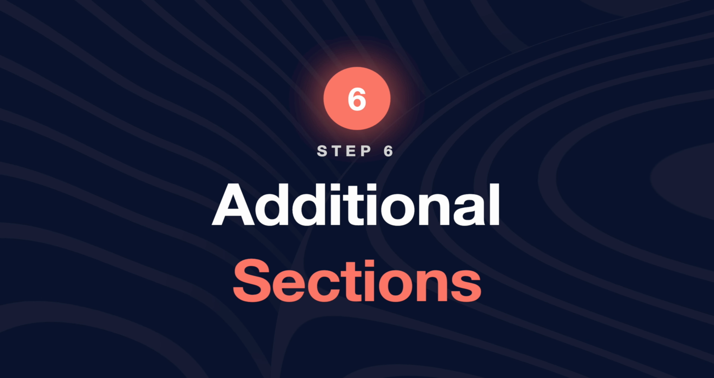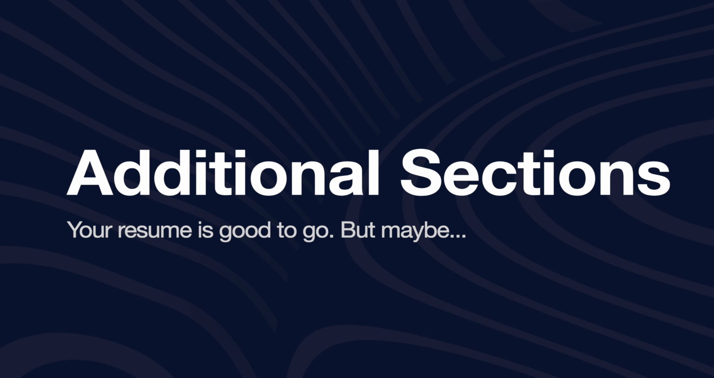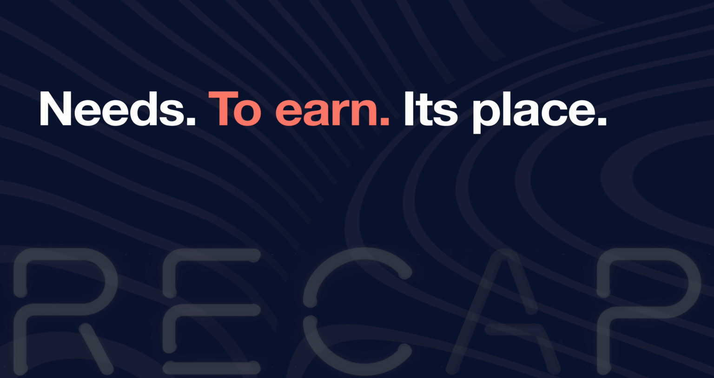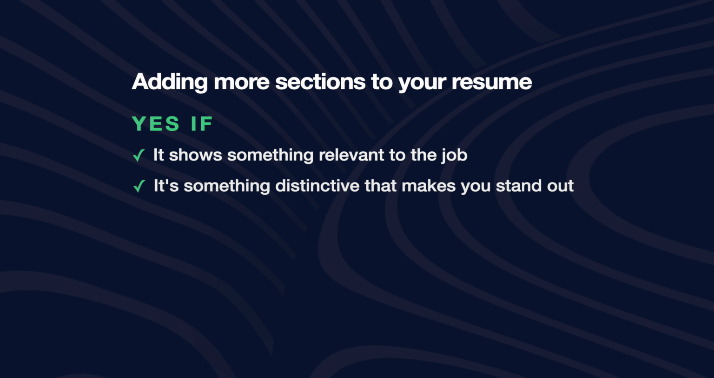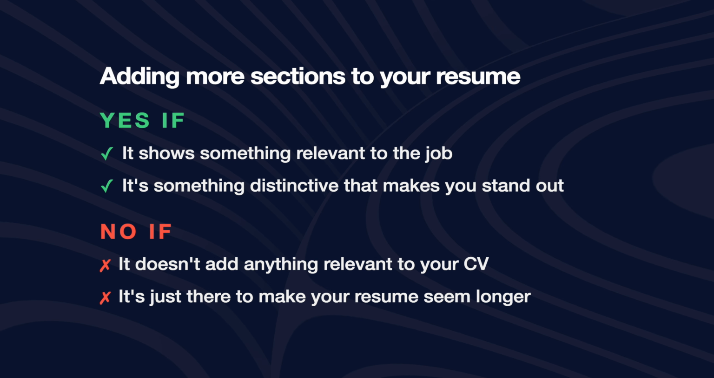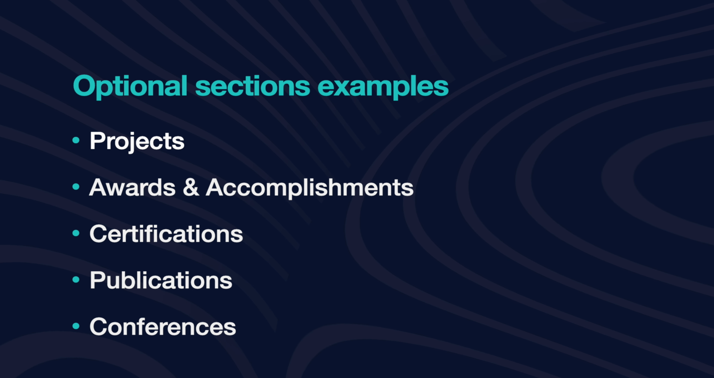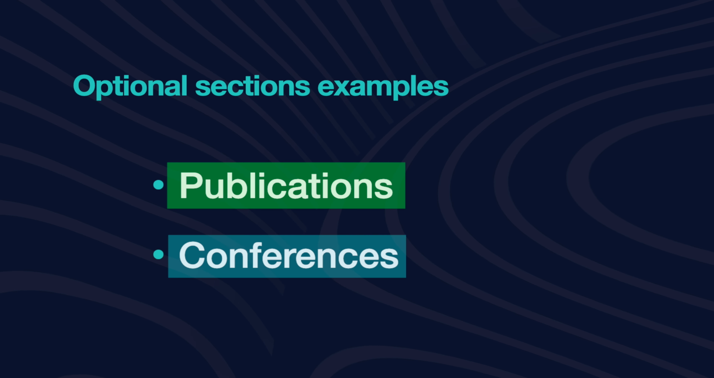Step 6. Additional sections. Your resume is good to go, but if you still have a little bit more information to share, you can think about adding optional sections. Just keep one thing in mind. Every word you put on your resume needs to earn its place. If a piece of information does nothing to support your candidacy and all it does is take up space on your CV, then just drop it. For data analysts, useful optional sections can usually include projects, awards, accomplishments, certificates, and if you don't already have them put under education, publications, or maybe even conferences if they're relevant.